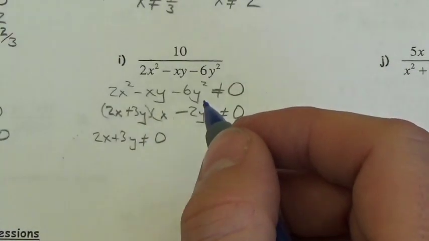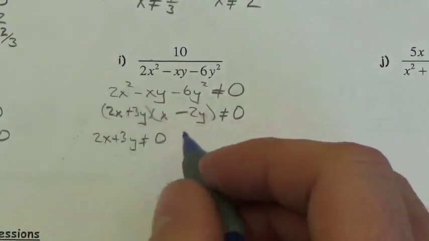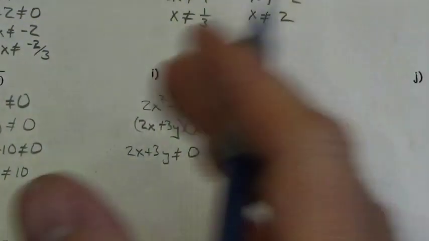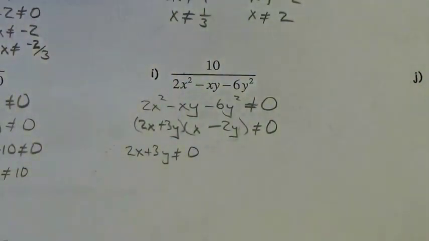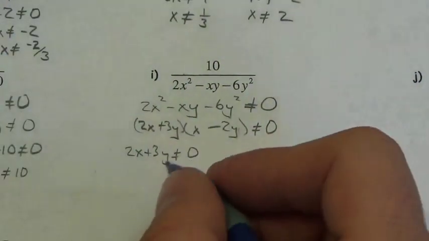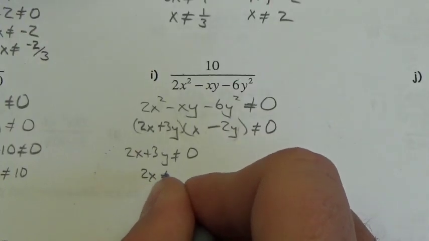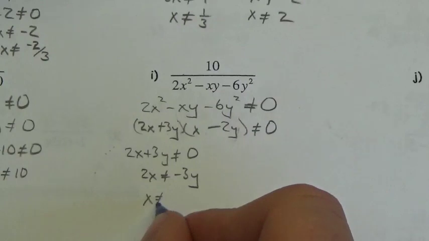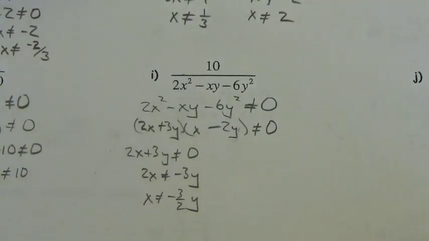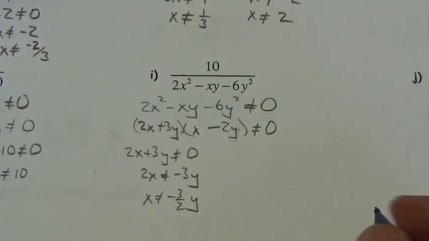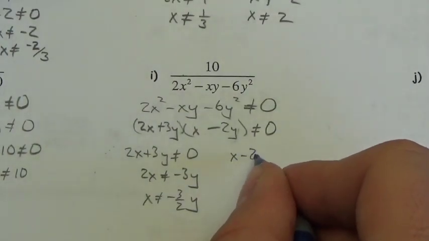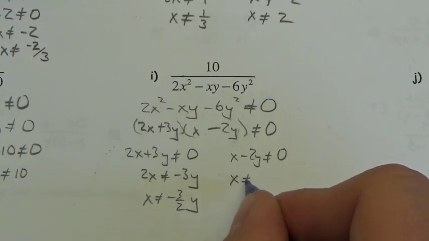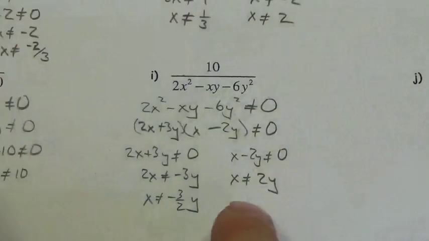Now, most of the time, in a situation like this, people solve for x. Because normally, in almost every other question that we're doing, it's x can't equal, x can't equal. So we could do that. And if we do that, we would bring over that 3y. So x cannot equal negative 3y over 2, meaning x cannot equal negative 3 halves y. Then over here, we would do a similar sort of thing. x minus 2y can't be equal to 0, which means x cannot be equal to positive 2y. So these are my two restrictions.